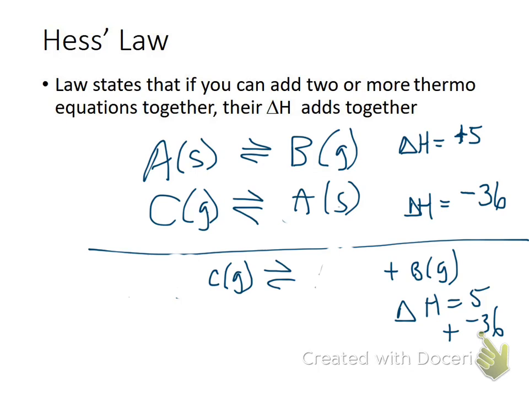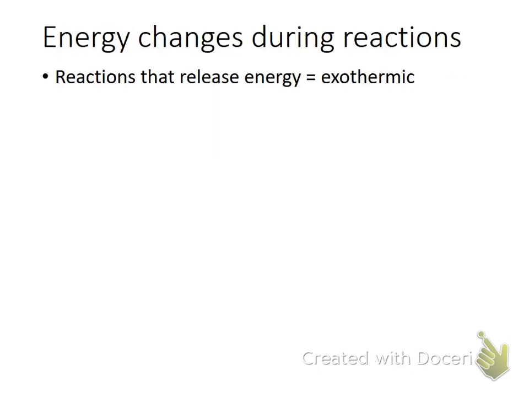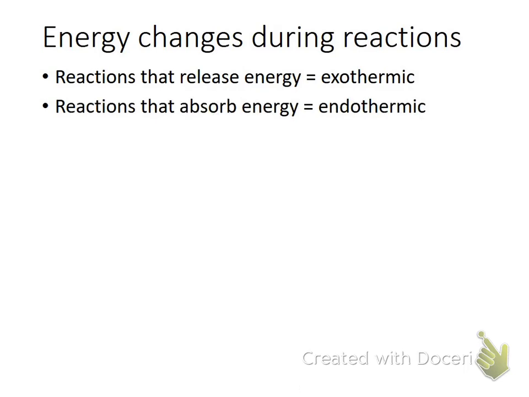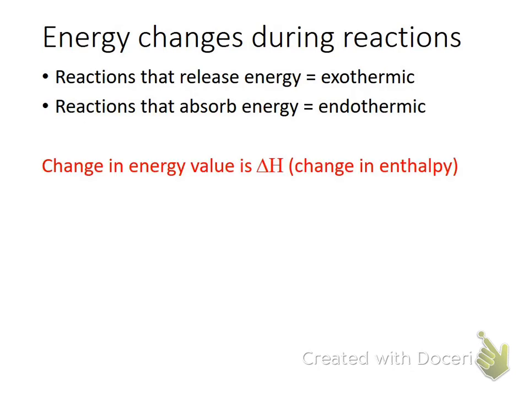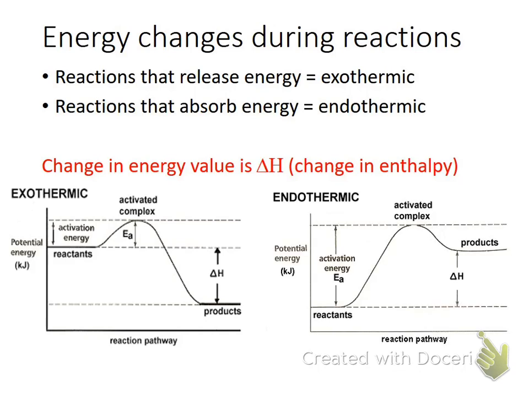So this brings us to a couple of different rules. The first rule is that reactions that generally release energy are exothermic, and the reactions that absorb energy are endothermic. The delta H tells me whether it's exo or endo by its sign. So we typically see reactions that look like this, reactions that look like this. So these two pictures show a reaction that is exothermic versus endothermic.